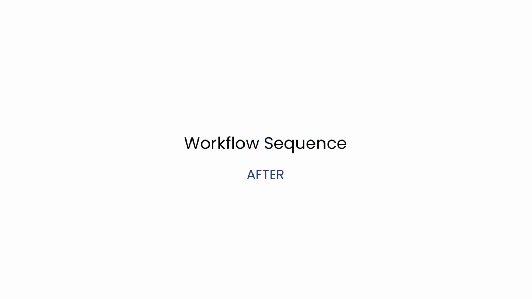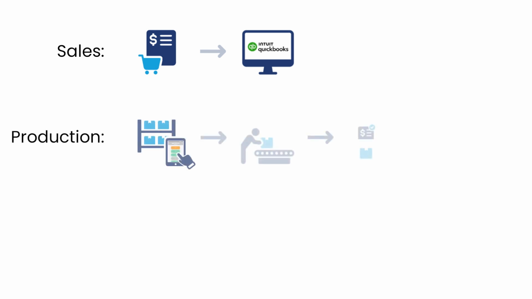Now here is the workflow sequence following the implementation of the Production Planner. The sales team enters new orders into QuickBooks as they are received throughout the day. The production team can confirm or delay new orders as they are added, and once an order has been confirmed, then the packing slip can be printed.